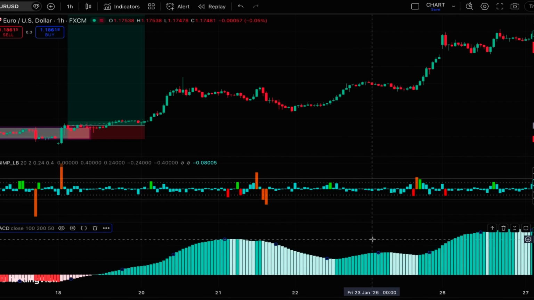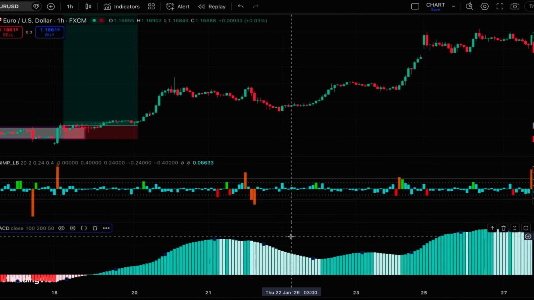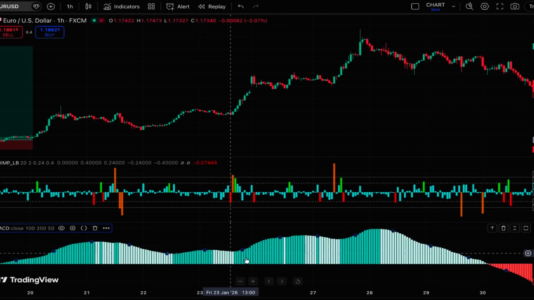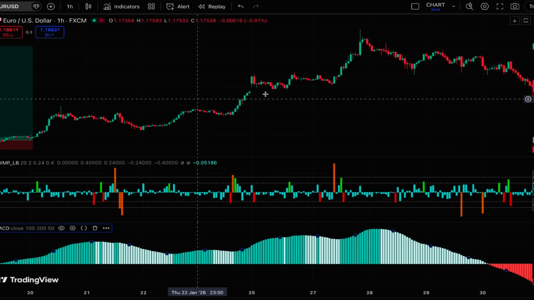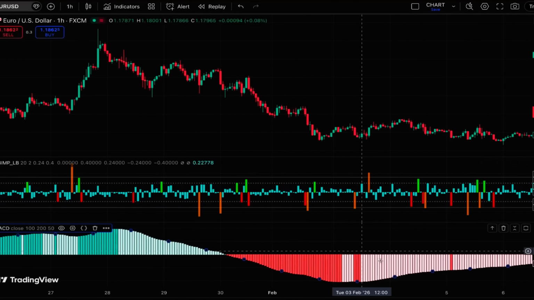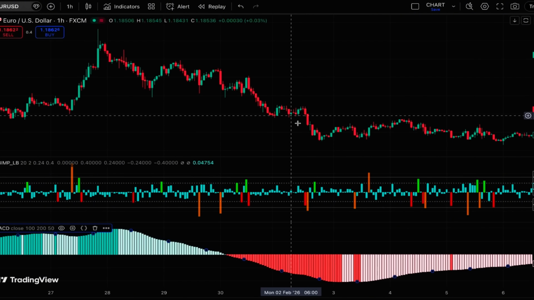This MACD with the settings that we made will help us with trend identification. When the MACD histogram is above the center line and green, the market is in an uptrend, and when the MACD histogram is below the center line and red, the market is in a downtrend.